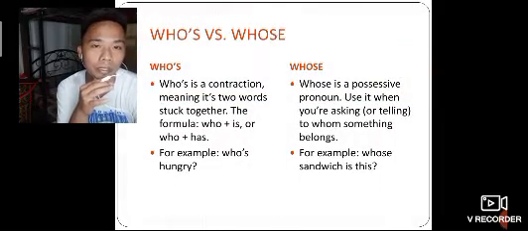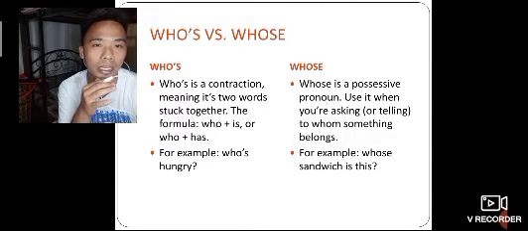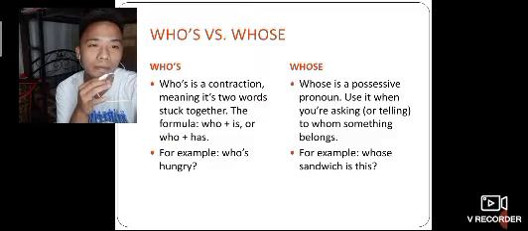Who's versus whose. Who's is a contraction, meaning two words stuck together. The formula is who plus is, or who plus has. For example, who's hungry? Whose is a possessive pronoun. Use it when you're asking or telling to whom something belongs. For example, whose sandwich is this?